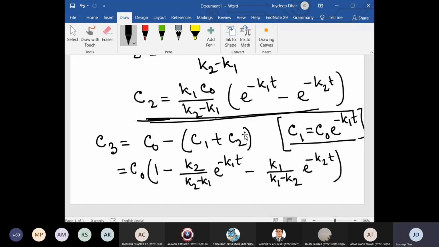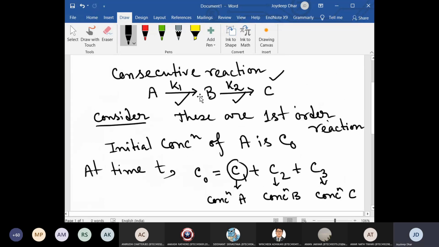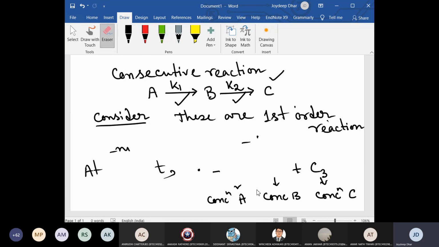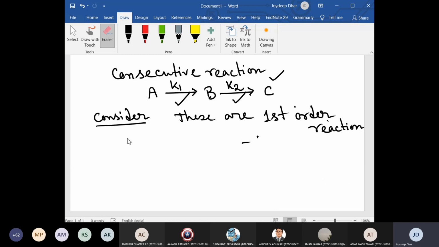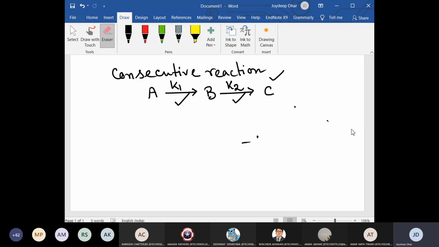So this derivation you have to practice. So now I'm approximating that K1 and K2, that is the rate constant for the formation of B and disappearance of B. I can erase this part, I can make some graphical interpretation that is important. So let's say the rate constant K1 is much larger than K2.